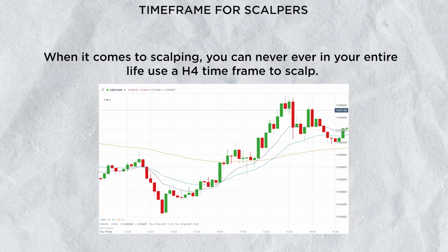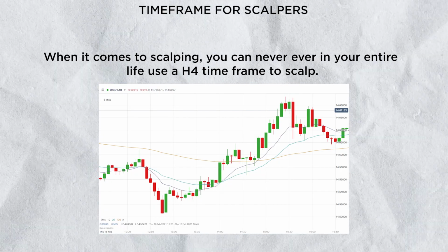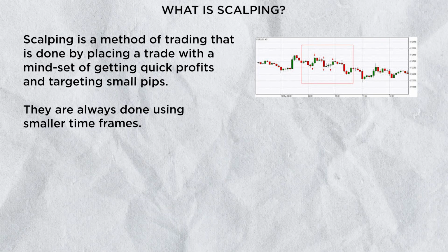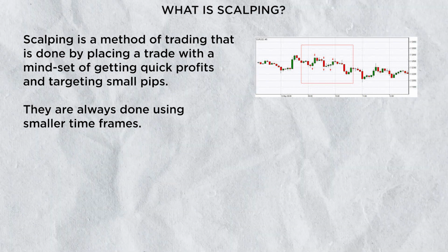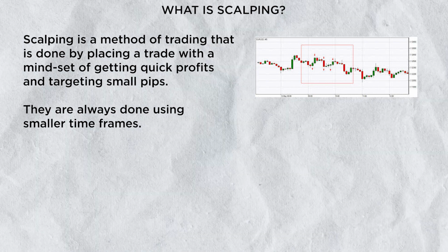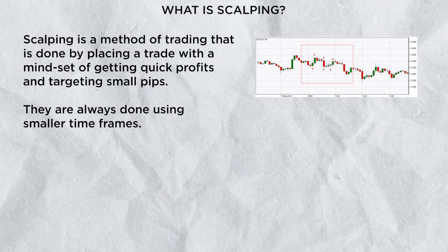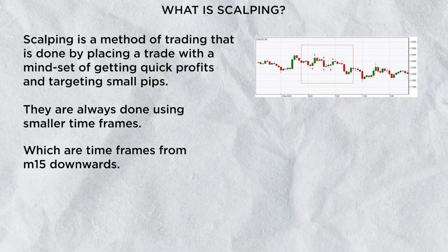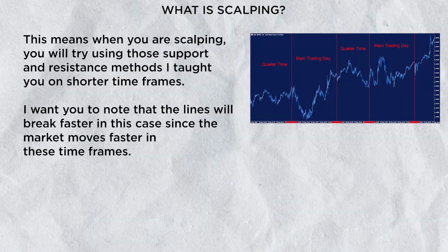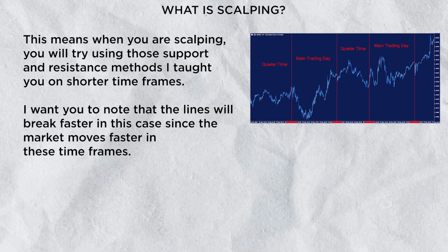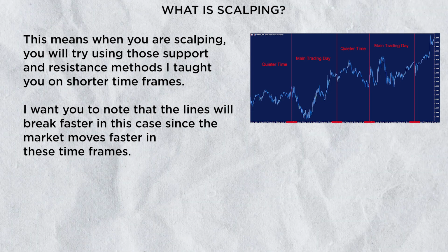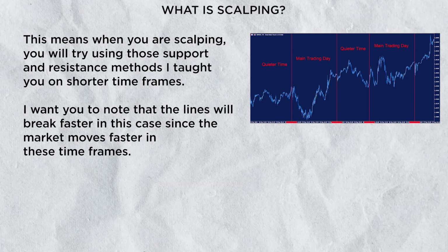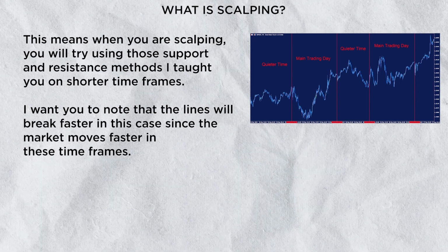Time frame for scalpers. When it comes to scalping, you can never use an H4 time frame to scalp. What is scalping? Scalping is a method of trading that is done by placing a trade with a mindset of getting quick profits and targeting small pips. It is always done using smaller time frames, which are time frames from M15 downwards. This means when you are scalping, you will try using those support and resistance methods I taught you on shorter time frames. Note that the lines will break faster in this case since the market moves faster in these time frames.